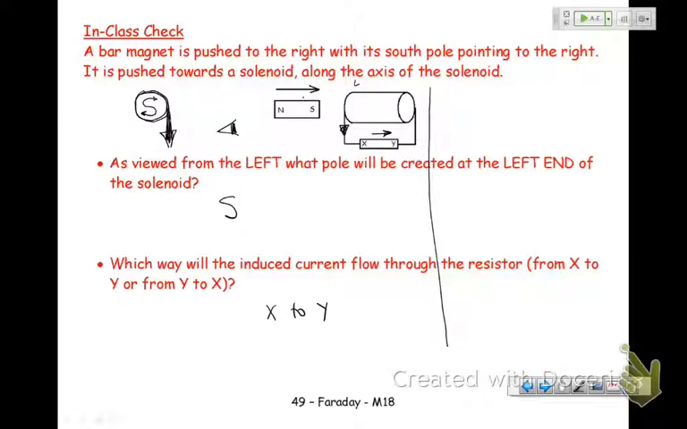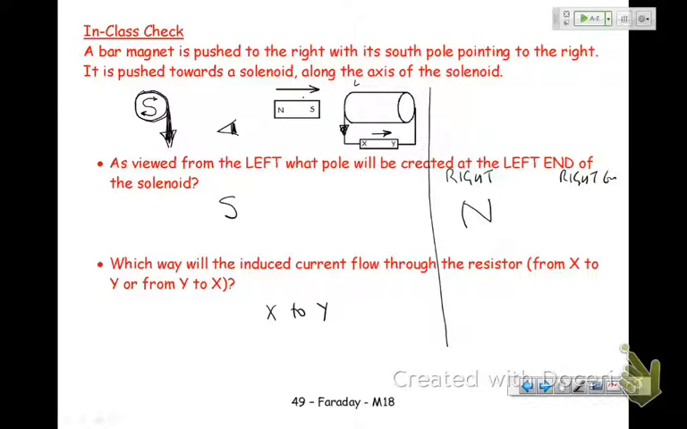I'm going to change this question slightly. I'm going to say, as viewed from the right, which pole will be created at the right end? So now, the magnet is still at the far end, and it's still a south, and it's still inducing a south at the far end. But at this other end, if the south is at the far end, this end is a north.